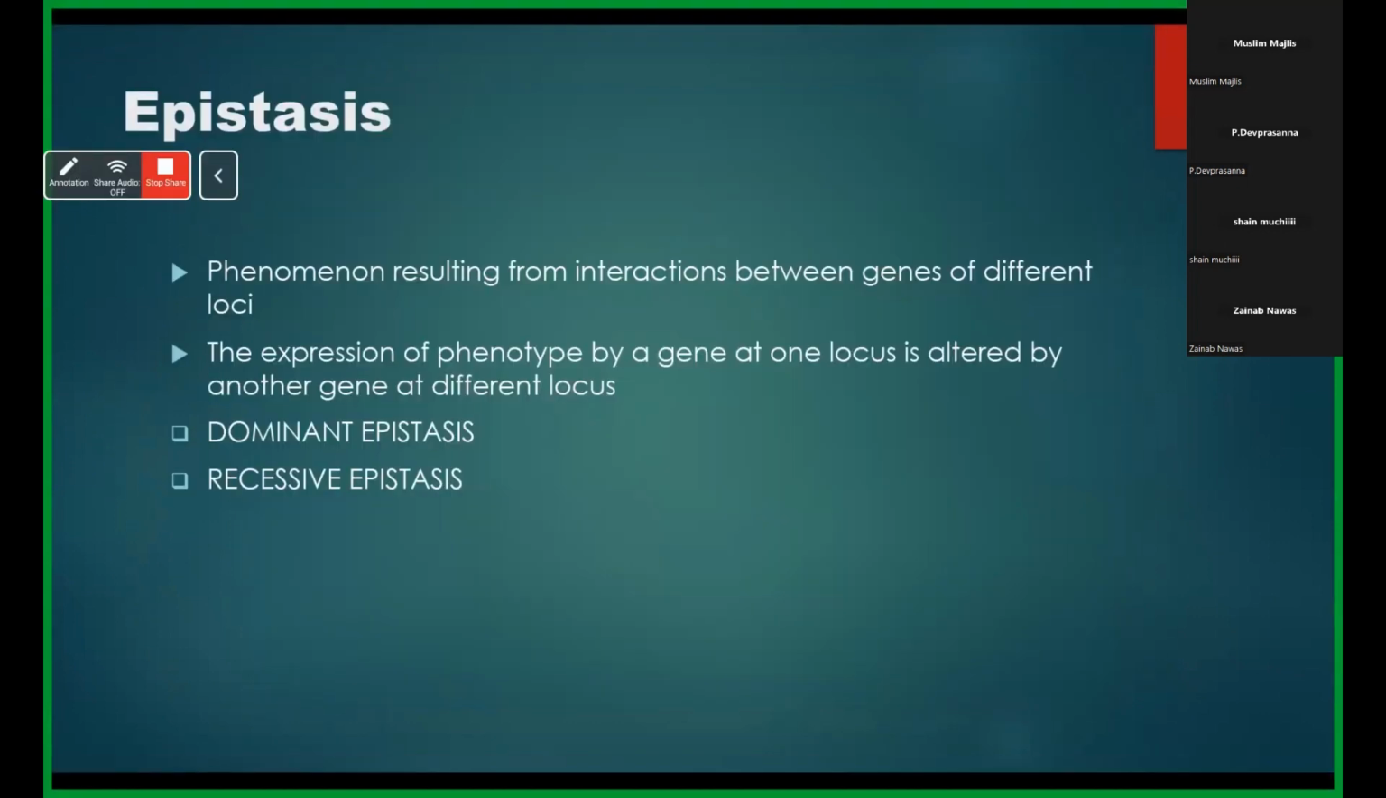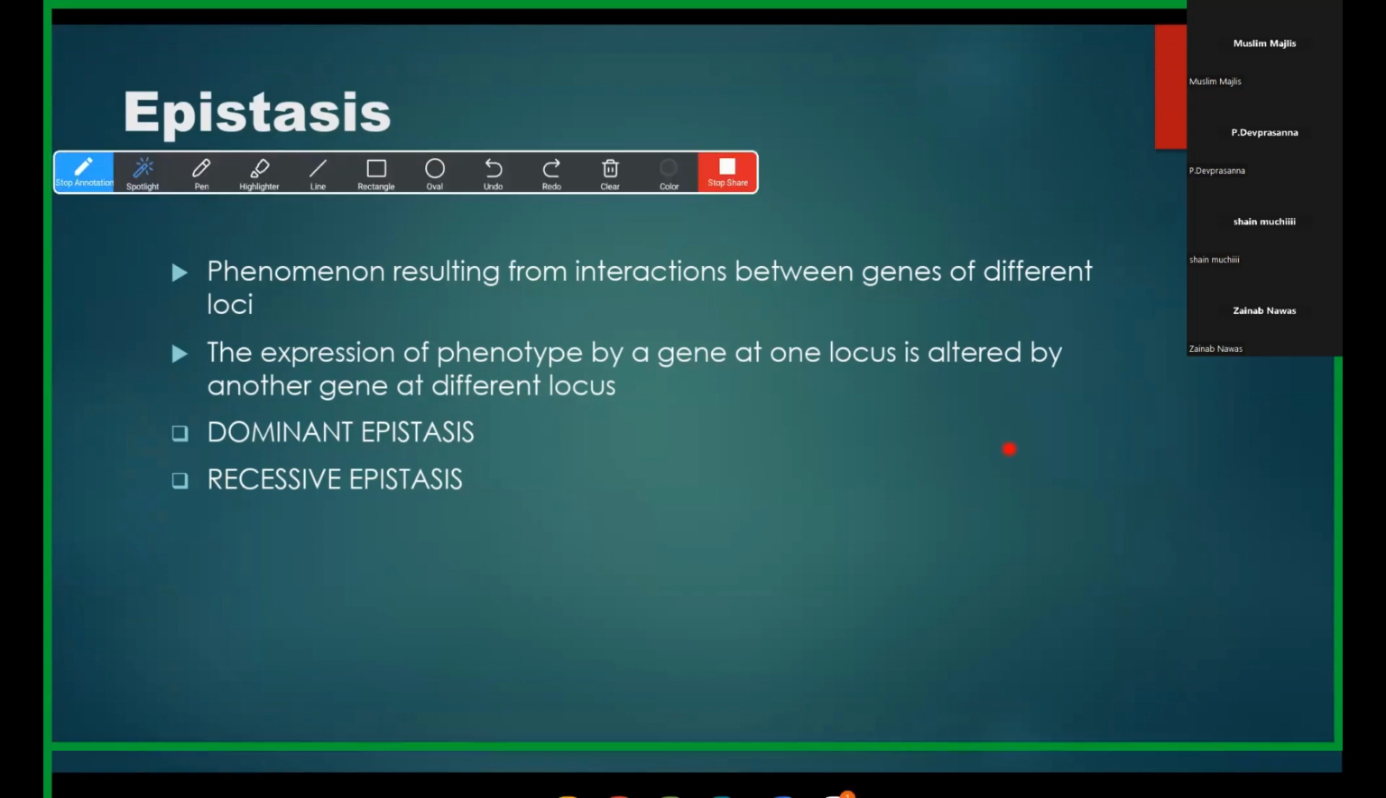And then we have something called epistasis. Epistasis is a phenomenon resulting from interactions between genes of different loci. So the expression of a phenotype by a gene at one locus is altered by another gene at a different locus.